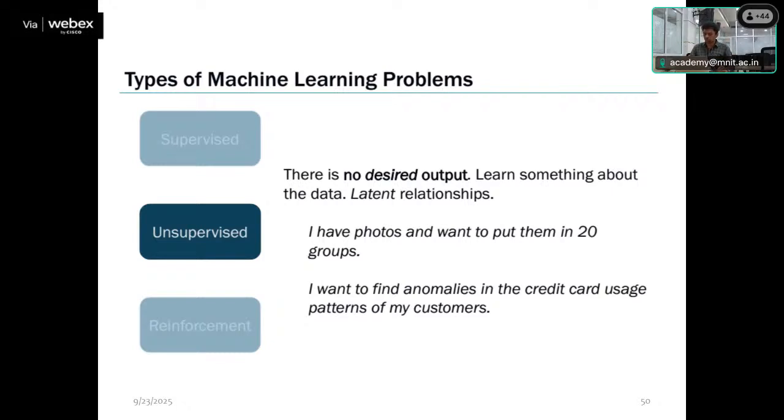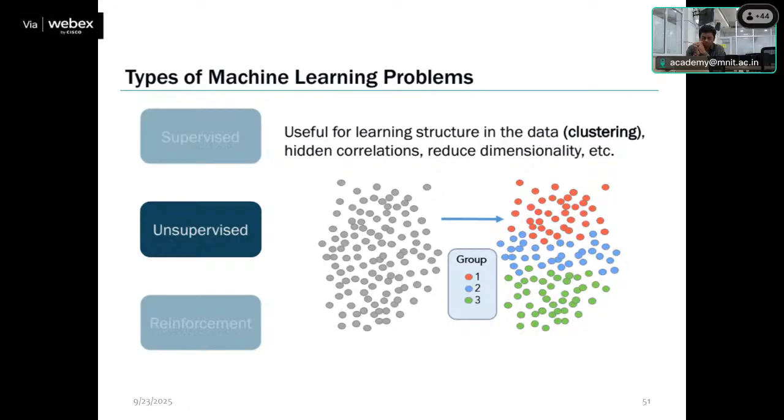Okay. So I want to find out the anomaly in the credit card usage pattern. That is also basically one kind of unsupervised learning. One of the very popular unsupervised learning techniques is clustering. In clustering, ultimately my idea is to identify the hidden correlation, and possibly also reduce the dimensionality. Here, if you observe, there are some data points, but if I observe the characteristic as color, then according to the color I can take them into different groups.